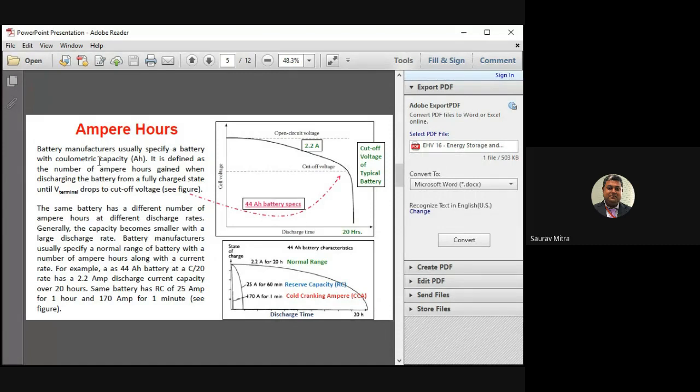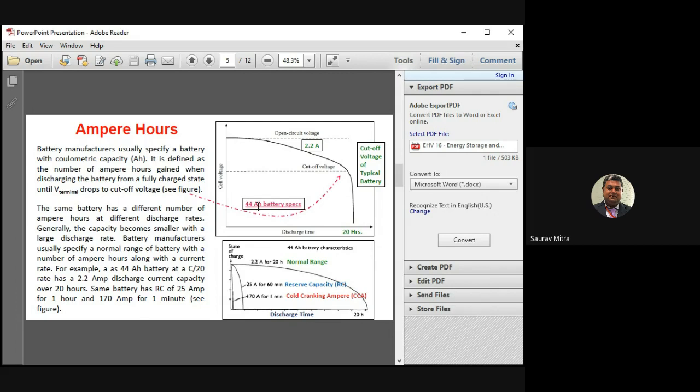So battery manufacturers usually specify a battery with a capacity, which is called the ampere hour. It is defined as the number of ampere hours obtained when discharging the battery from a fully charged state. So whenever the battery is fully charged, it is 2 volt. Whenever it is fully charged, then I have to decide how much ampere I'm going to take from it. So let us decide I want 2.2 ampere. How long can it give 2.2 ampere?